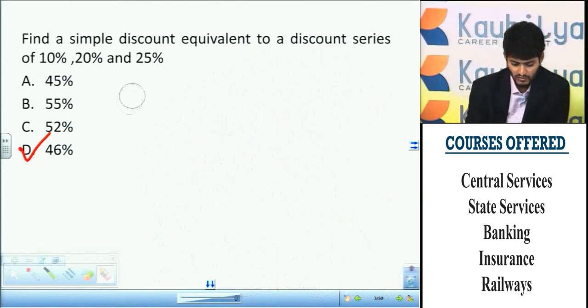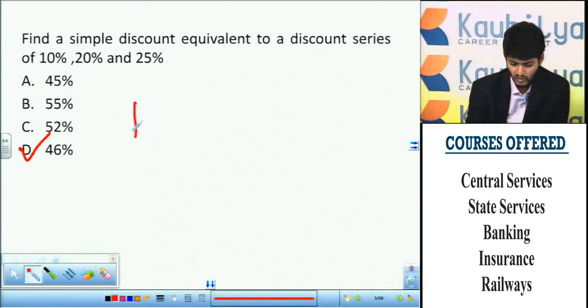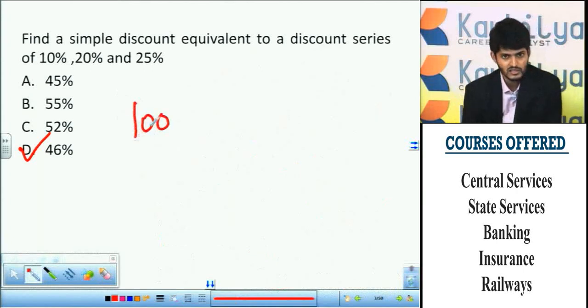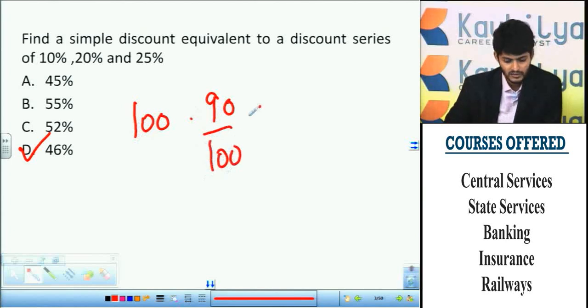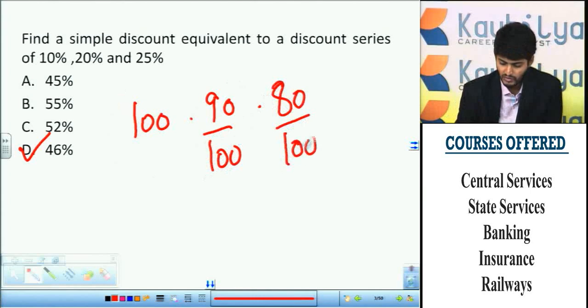Since we have assumed that my marked price is around 100 rupees, in the first transaction you have given a discount of 10%. So that means 10% is reduced, so remaining would be 90%, right? So you have reduced 10 from the numerator. Similarly, in the second transaction, this is the answer for the first transaction. After the first transaction, you have again given a discount of 20%, so reduce 20, so it would be 80% of the remaining value. This would be the final price in the second transaction.